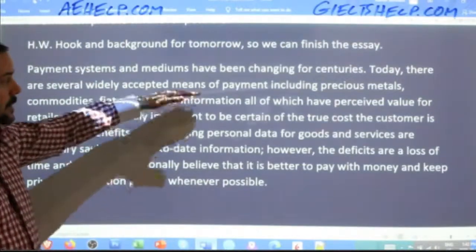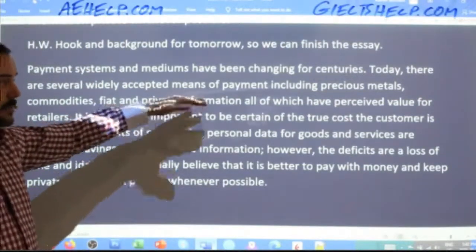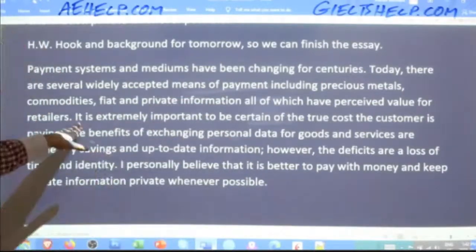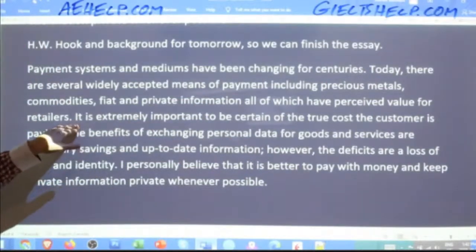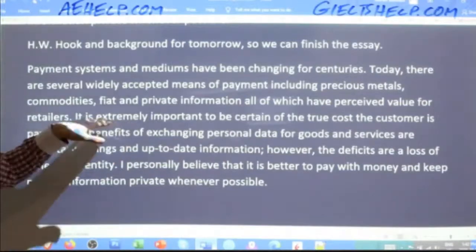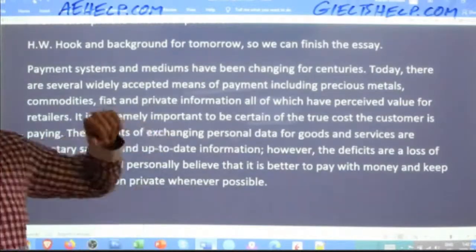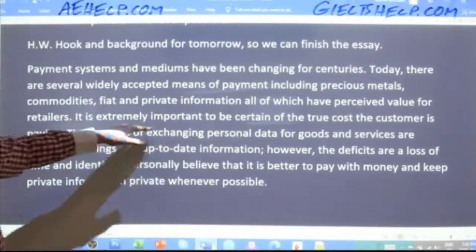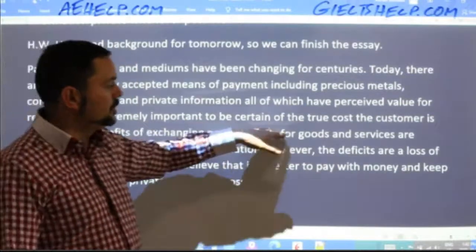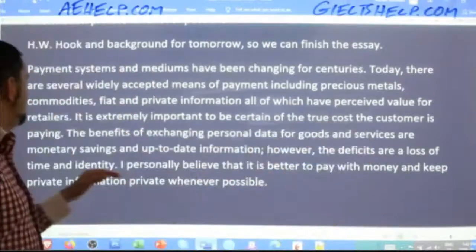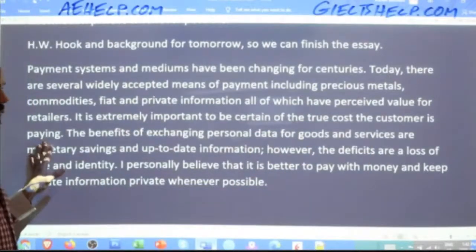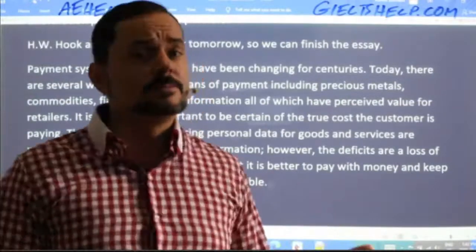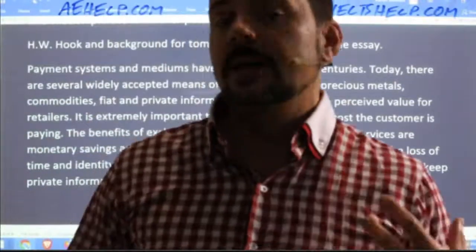Simply, I'm defining the topic, the payment method, okay? And then I start talking more specifically about the type of payment method that we're targeting here, so getting more into the controlling idea. It is extremely important to be certain of the true cost the customer is paying. Okay, so why are we talking about payment systems? Why are payment systems important?